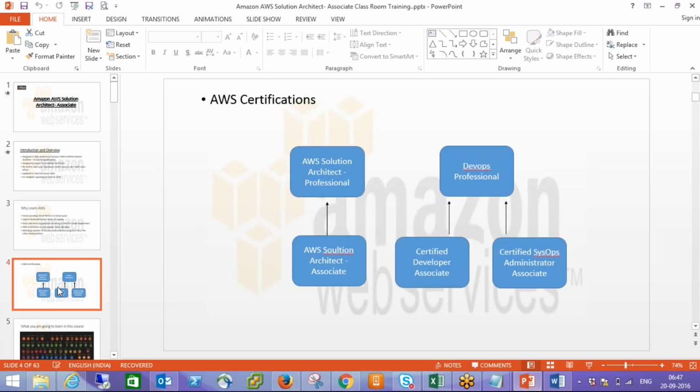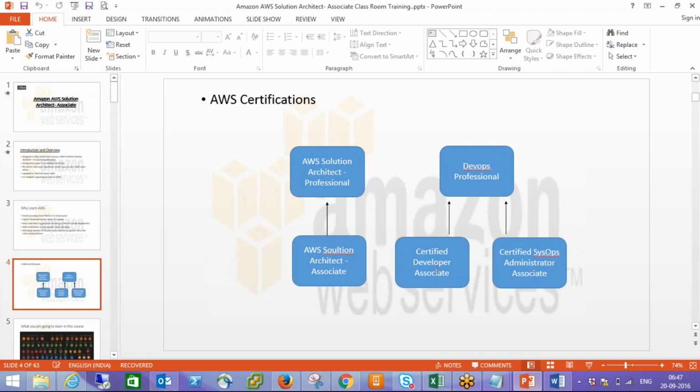Now these are the various certifications available with AWS. We are concentrating on AWS Solution Architect Associate level. This is the entry level certification for AWS. Then we have Certified Developer Associate, Certified SysOps Administrator Associate.